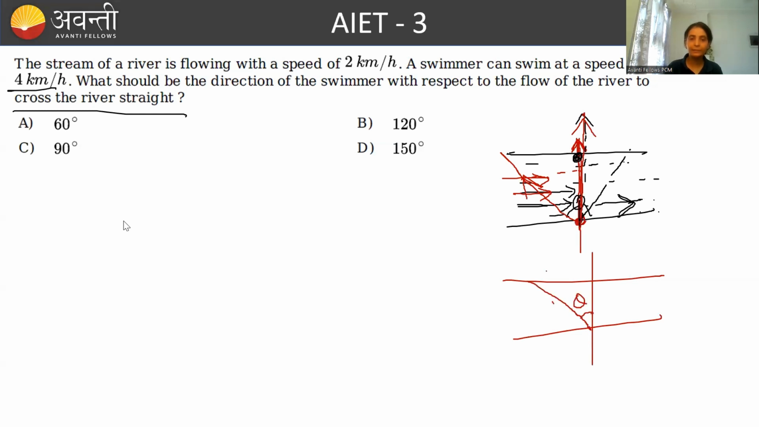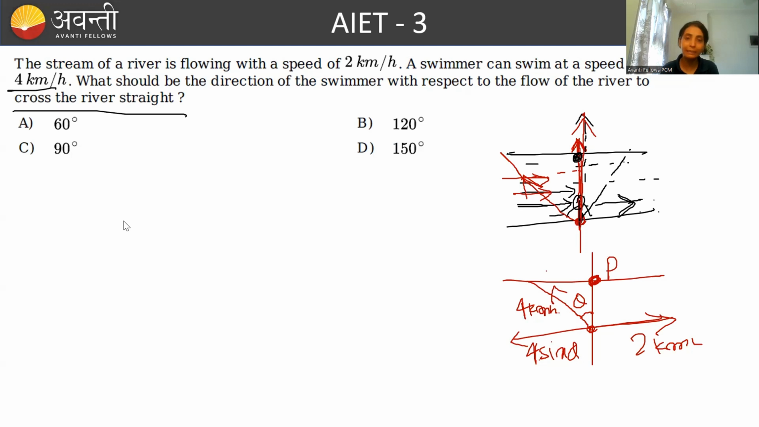So by making an angle theta, I'm swimming like this so that I can reach here at point P. So this is theta. River velocity is in this direction. How much? 2 km per hour. I started in this direction with 4 km per hour. So the component of my velocity along the river flow line will be how much? 4 sine theta. So 4 sine theta should get cancelled by the 2 km per hour velocity of the river.